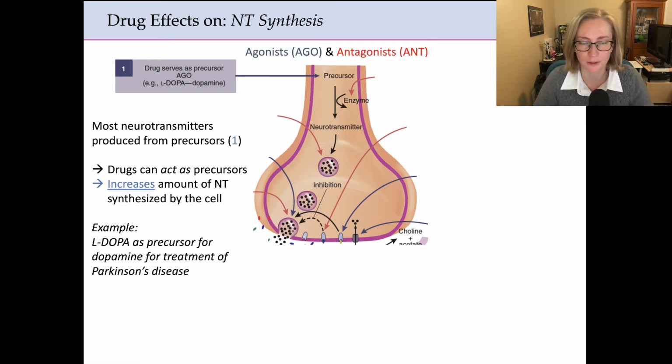Dopamine action. Most neurotransmitters are produced from precursors. Some drugs can act as precursors. And if you give that drug, then this increases the amount of neurotransmitter made by that cell, right? Like L-DOPA. So in blue are going to be agonists, and red are going to be antagonists.